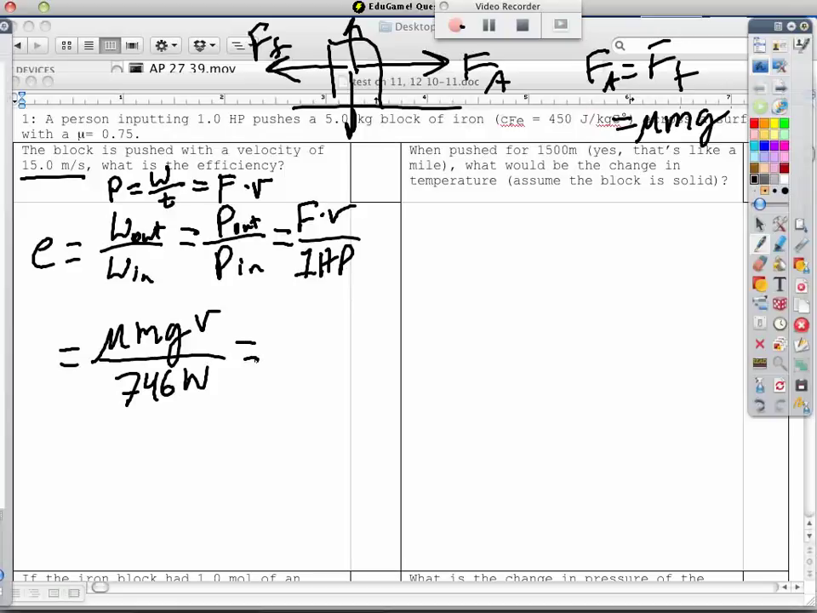And then mu is 0.75. Well, this m is 5. This is 10, so that's 50. V is 15, so 50 times 15 is around 750. So that kind of cancels with the 746. So you're going to get about 0.75.